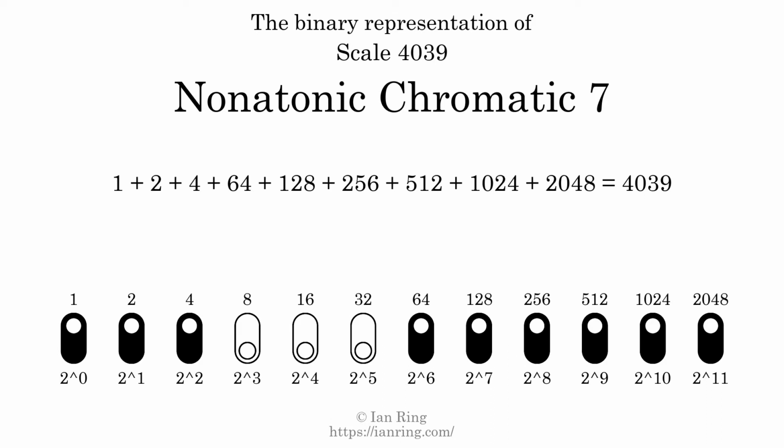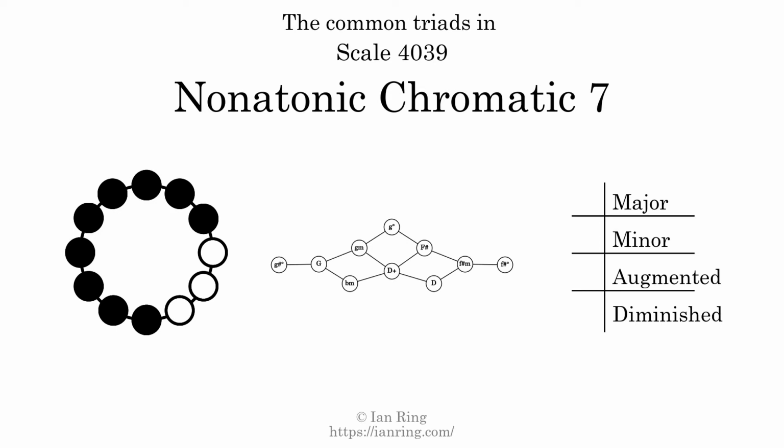The scale number not only enumerates the scale with a unique index, but it also literally describes the tonal content of the scale. Represented as a binary number in base 2, the scale number is 111110001111. Here are the common triads present in this scale. The diagram in the center is a graph of parsimonious voice leading between triads.